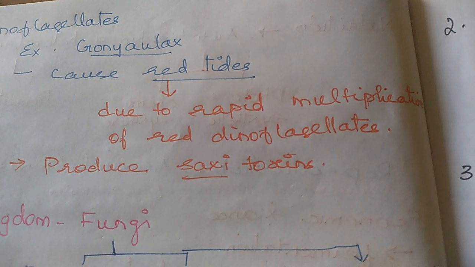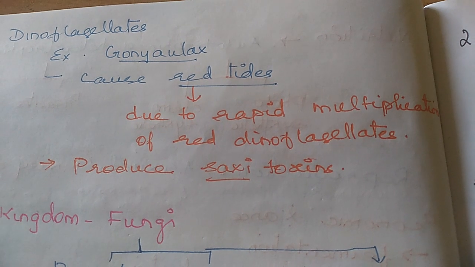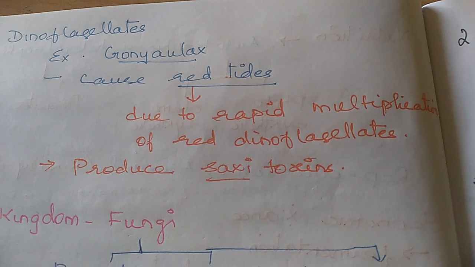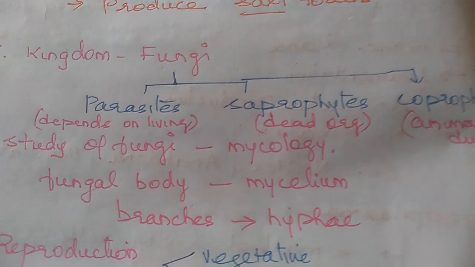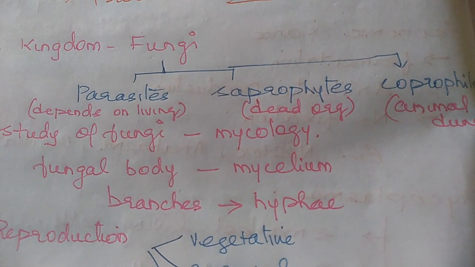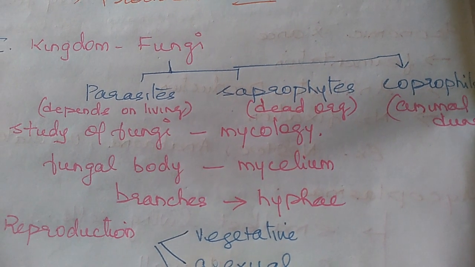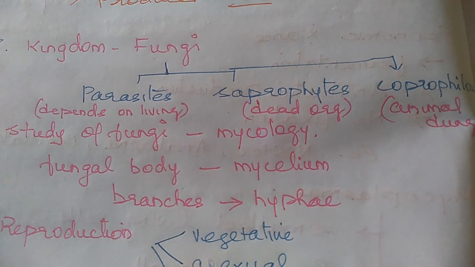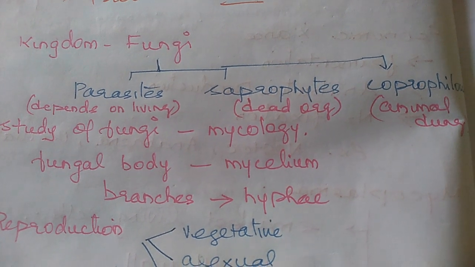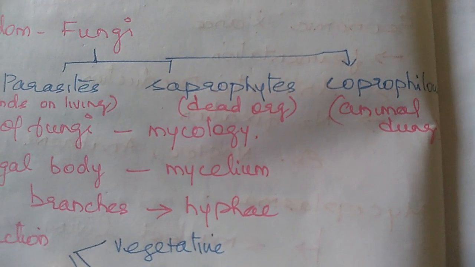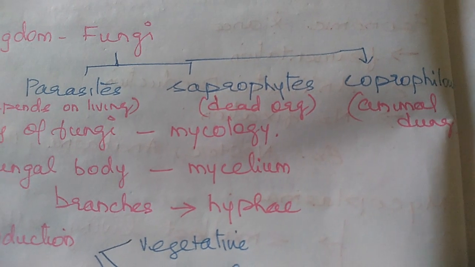Due to the rapid multiplication of red dinoflagellates, red tides are formed and they also produce saxitoxins. And the next kingdom is fungi. Fungi are divided into three types, namely parasites, where parasite means they depend on living organisms, saprophytes, where saprophytes means they depend on dead organisms for nutrition, and a new term, coprophilous. It is very important. The fungi which grow on animal dung are known as coprophilous.